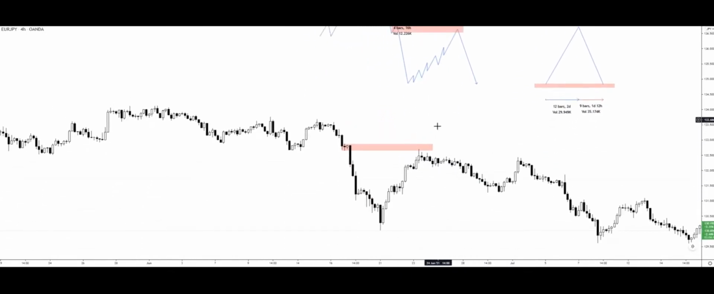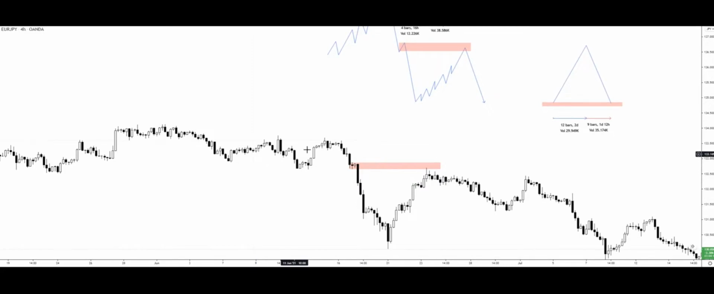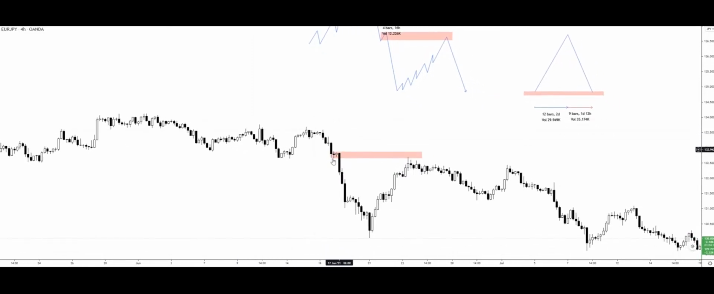So if we look here, we can see it's pretty similar to this one. Price is doing its own thing, ranging, whatever. Price comes down, creates an order block which price is looking to mitigate from.